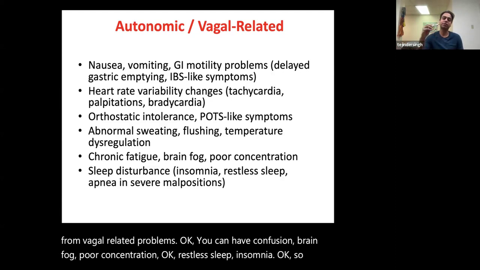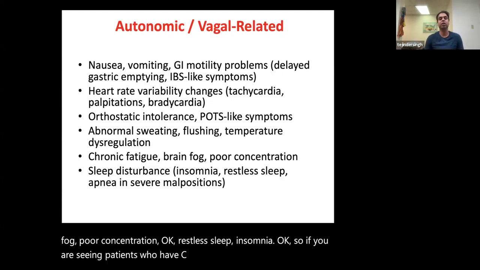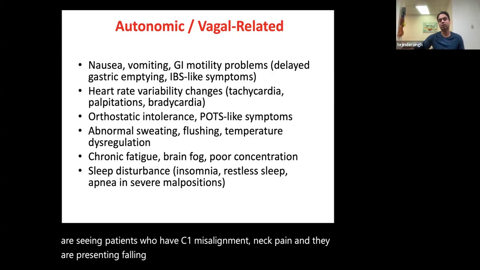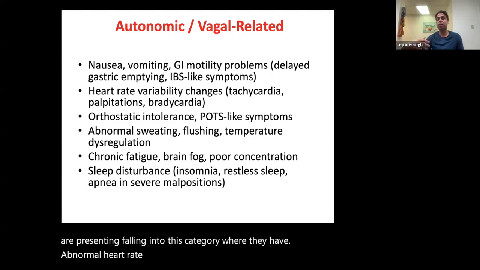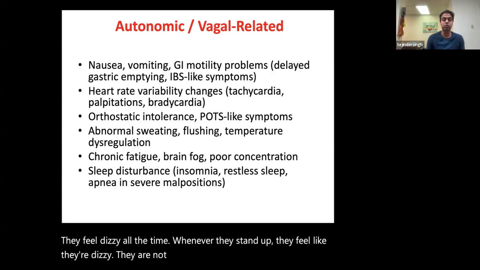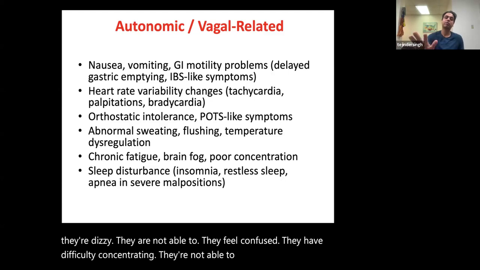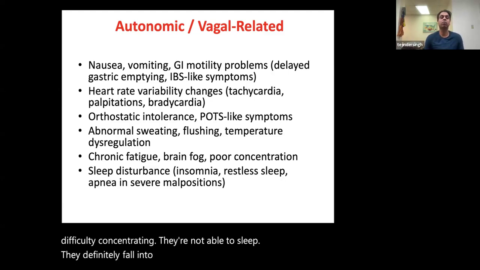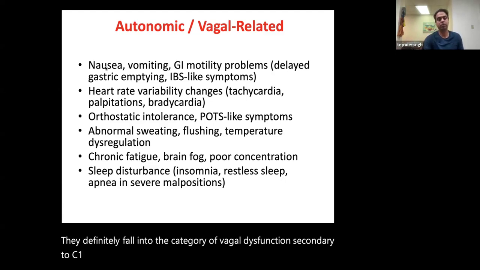So if you're seeing patients who have C1 misalignment, neck pain, and they're falling into this category where they have abnormal heart rate, digestion, they feel dizzy all the time. Whenever they stand up, they feel like they're dizzy. They feel confused. They have difficulty concentrating. They're not able to sleep. They definitely fall into the category of vagal dysfunction secondary to C1 misalignment.